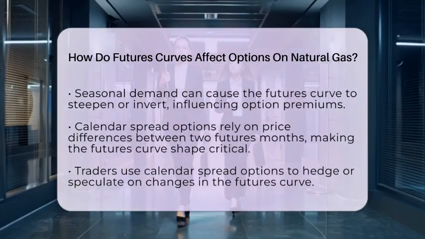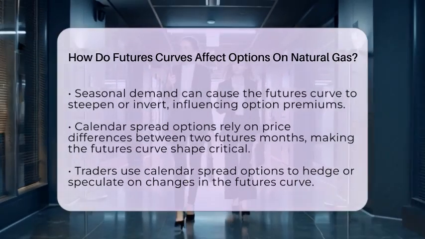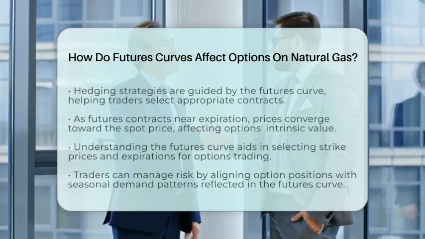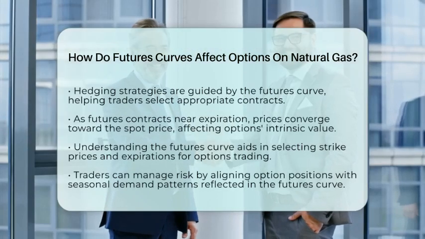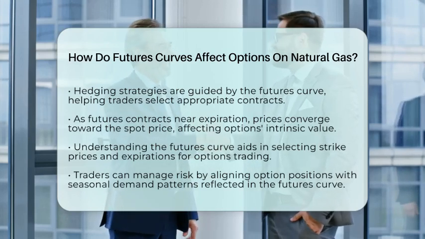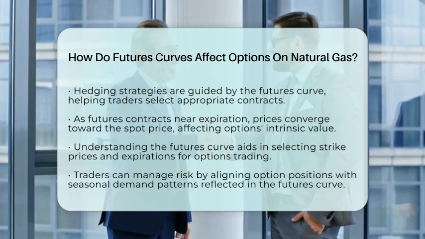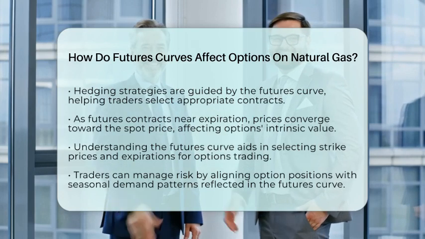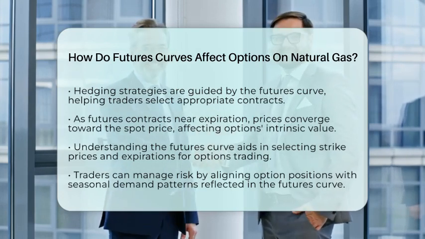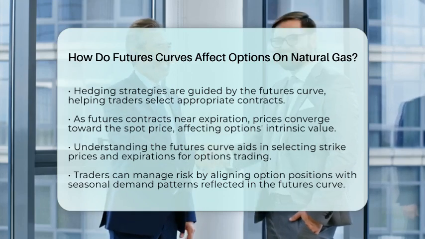As futures contracts approach expiration, their prices converge toward the spot price. This convergence affects the intrinsic value of options on those contracts. The shape of the futures curve can indicate how prices are expected to move as expiration nears, influencing option exercise and assignment decisions. In practical terms, understanding the natural gas futures curve allows options traders to select appropriate strike prices and expirations based on expected price trends.